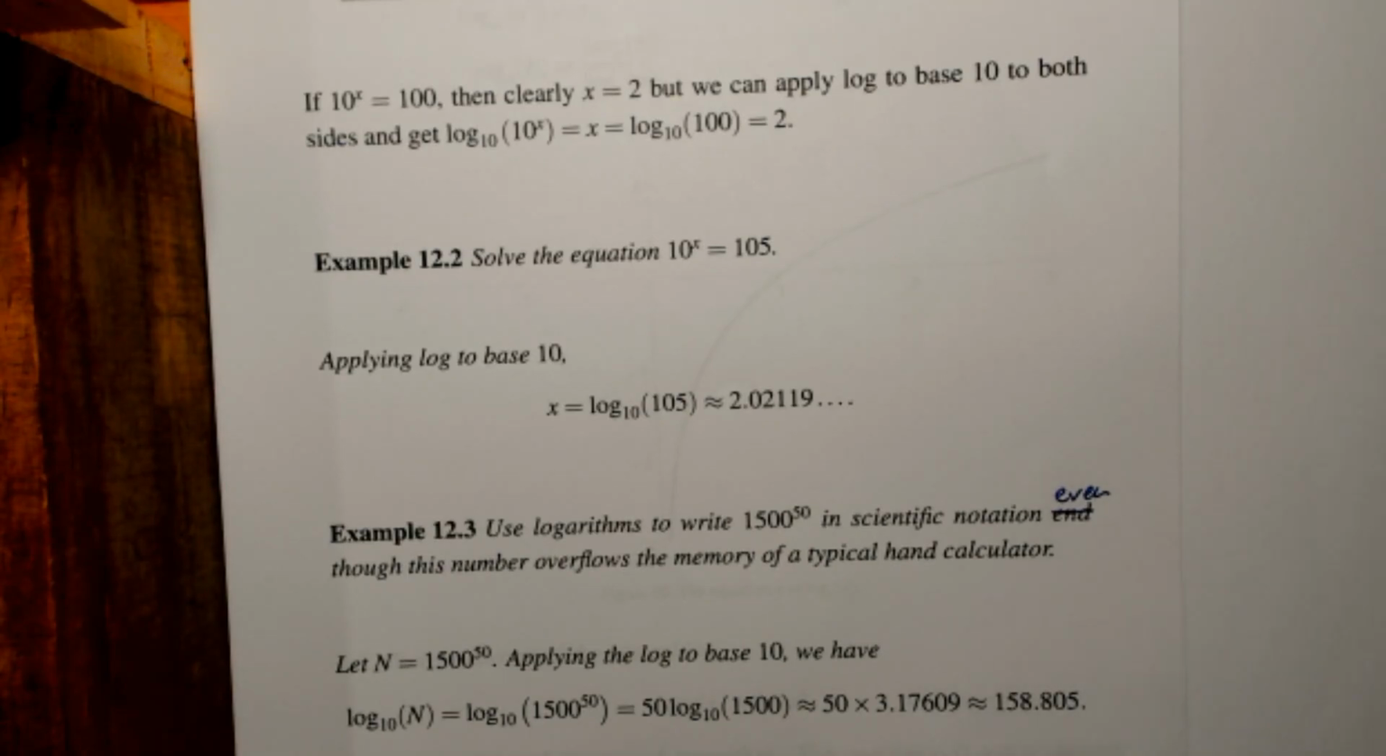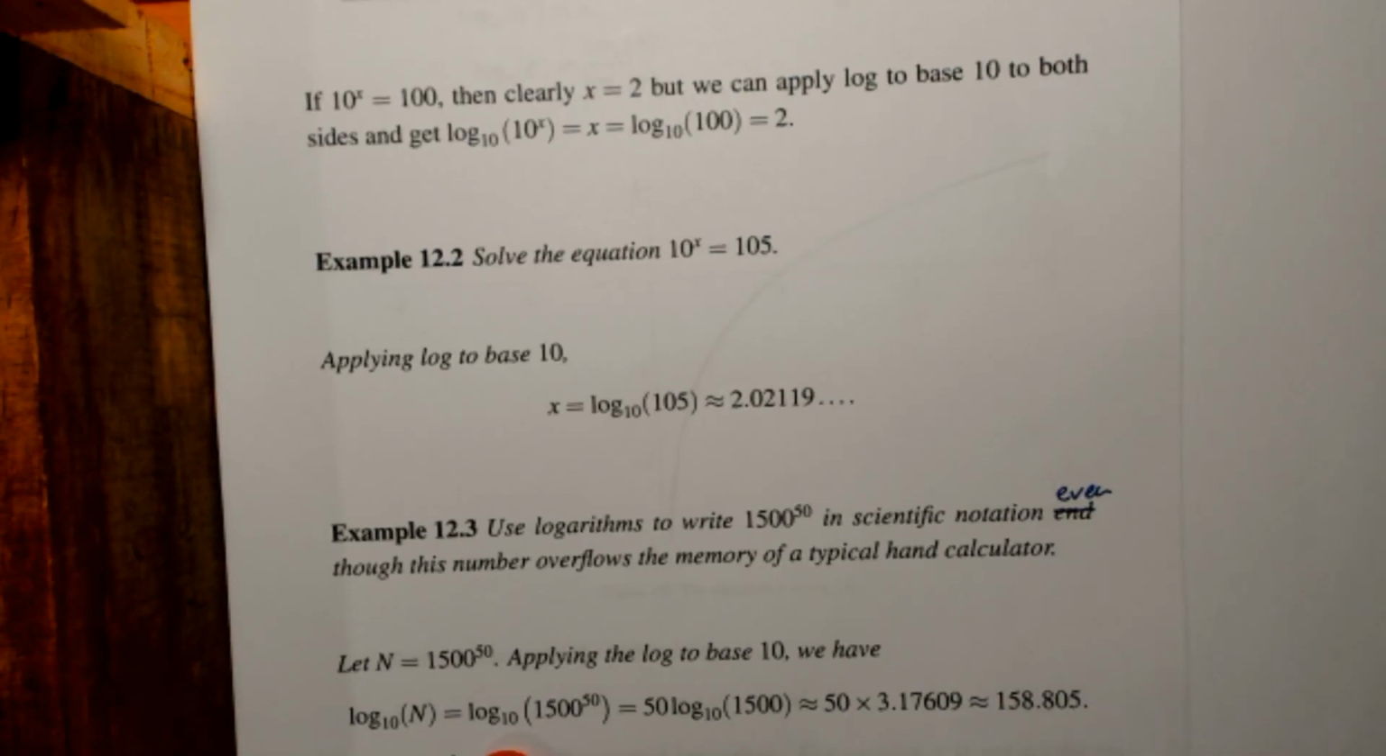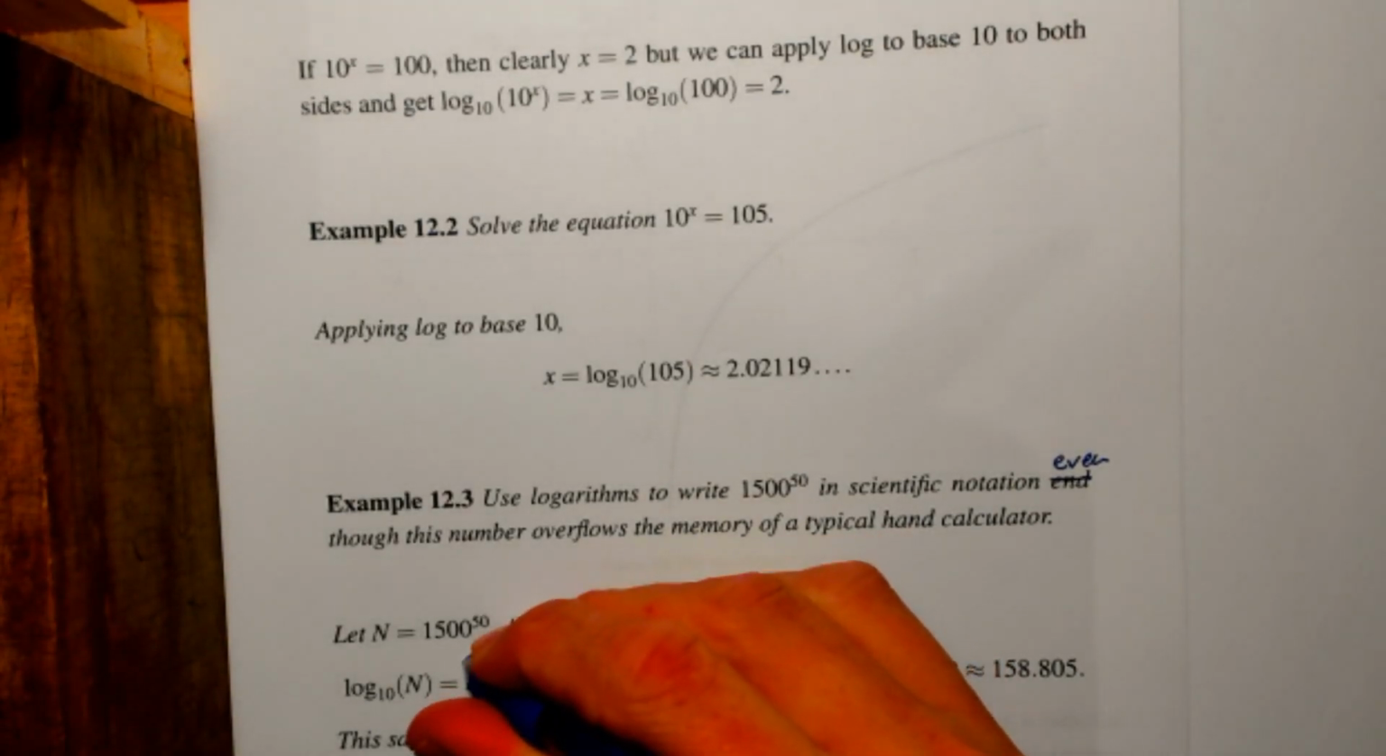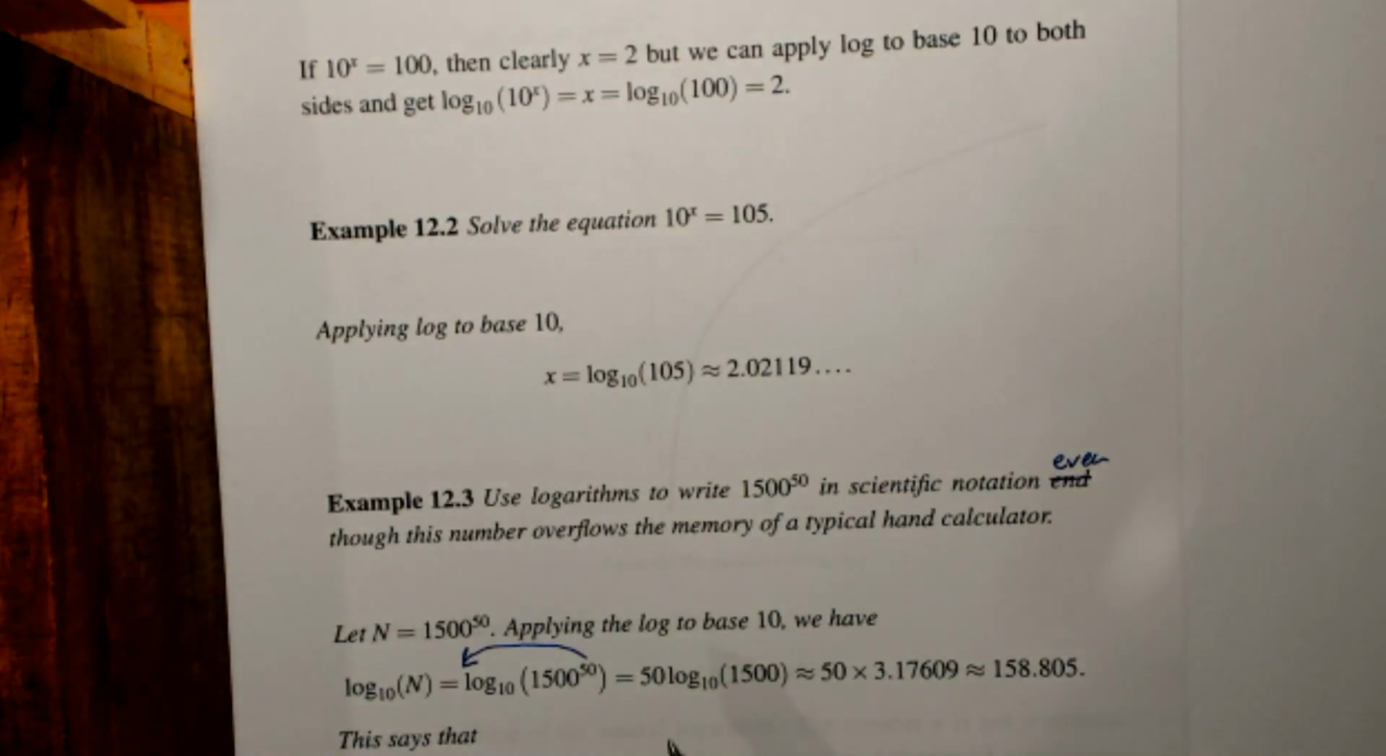Okay, so let's let uppercase N be 1500 to the power of 50. Applying log to base 10 of both sides, we have log to base 10 of N is log to base 10 of 1500 to the power of 50. Now a log rule says that we can bring this 50 out the front and say that it's 50 times log to base 10 of 1500. So this is approximately 50 times 3.17 or so, which gives us 158.805.